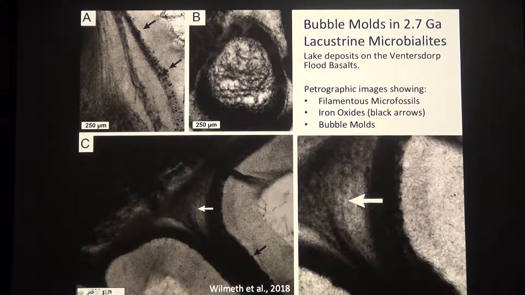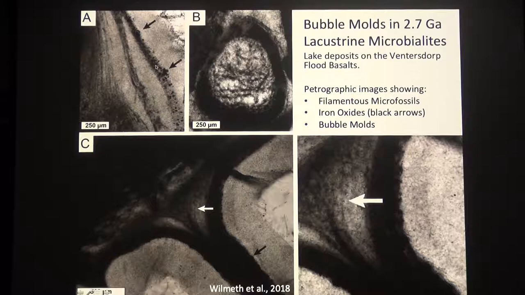So I can see if my cursor shows up. So this is a picture of a bubble mold, and down here there are two more. I zoomed up this picture on the side. They're filaments that are characteristic of cyanobacteria here, and both along this margin and in here, they're iron oxides.